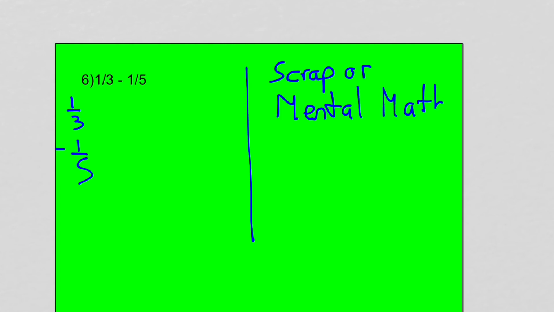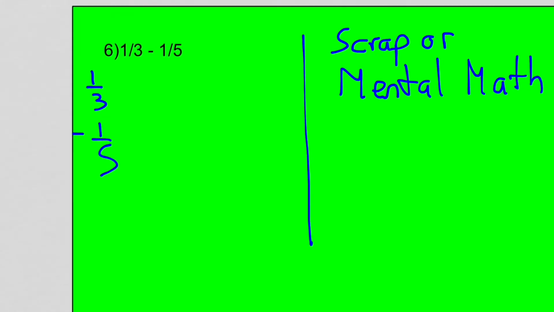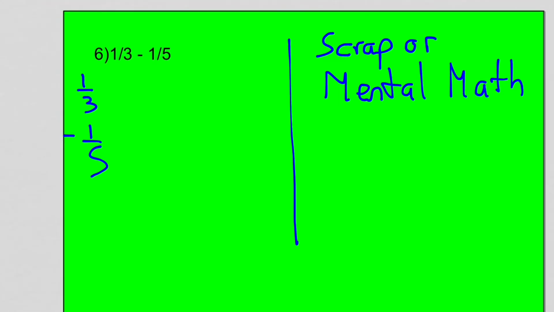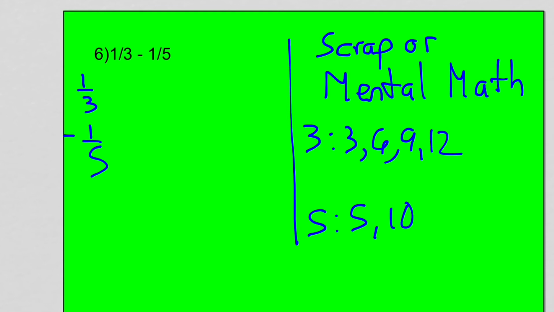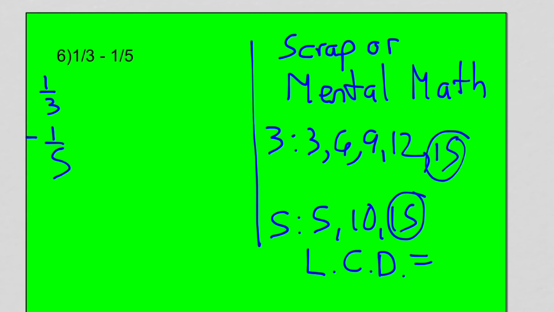Use scrap paper. And we need to get a common denominator for denominator 3, denominator 5. So I take my denominators, pardon me. I just sat on a clothes hanger. That was what that noise was. Okay, 3 and 5. I skip count by threes: 3, 6, 9, 12. Skip count by fives: 5, 10, 15. There's my lowest common denominator, my LCD, is equal to 15.